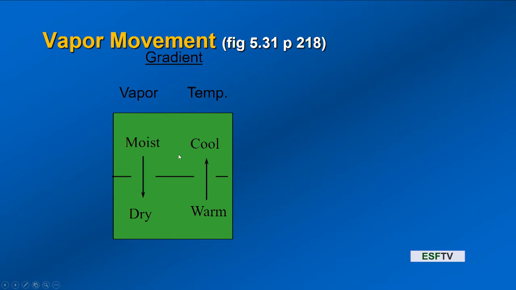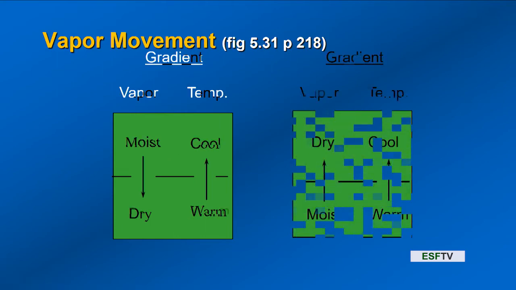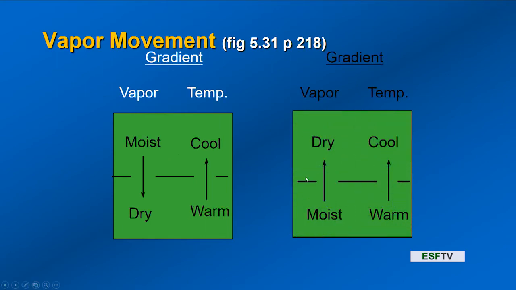Now, we can imagine a case where those gradients work together, and so moist, warm soil going into a dry, cool atmosphere, this would be a very high vapor movement. Okay? So these gradients, vapor pressure and temperature, can work together, or they can work apart. And that is vapor movement.